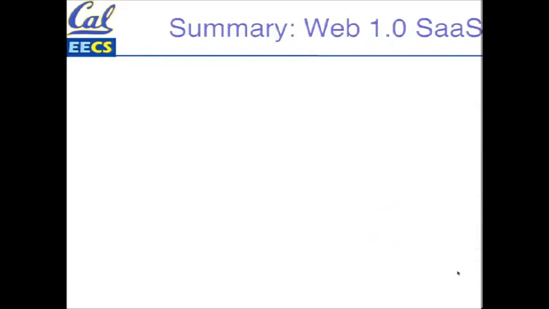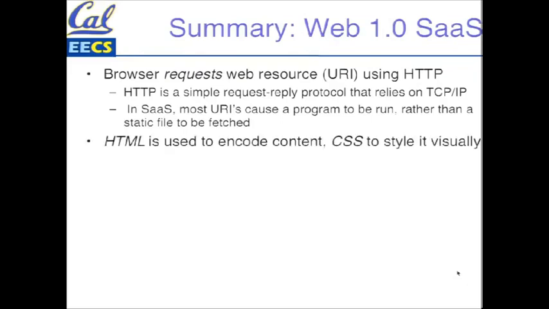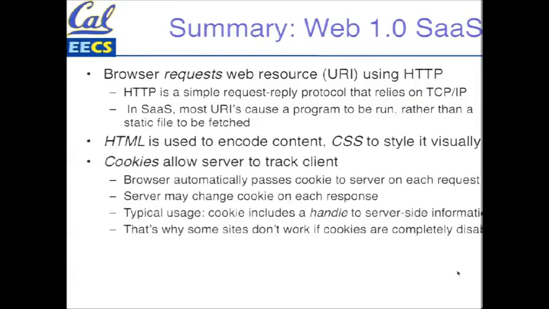Okay, so to summarize, what we've seen for Web 1.0 and how it evolved into software as a service: a browser requests things using URIs. Those are transmitted over HTTP. In the SaaS world, a URI is really a way to run a program more than a way to fetch a thing. HTML and CSS are used to encode what you see.